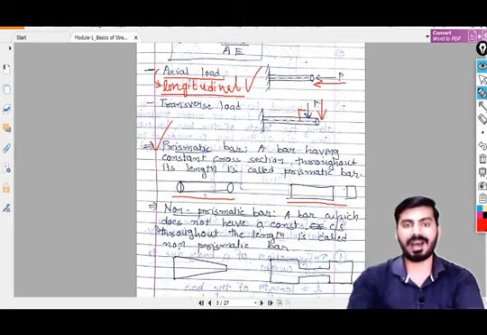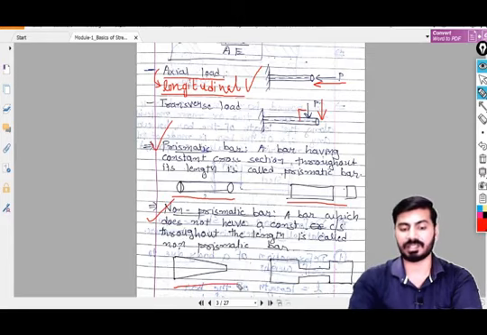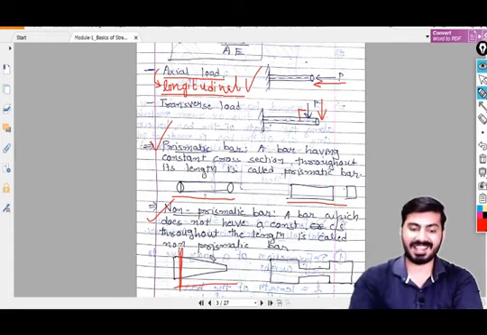Another bar is a non-prismatic bar, as you can see in this diagram. The cross section area of the non-prismatic bar is continuously changing. So over here if you cut this bar from here and find the cross section area, you will find more area as compared to here. If you cut it from here, then you will find a smaller cross section area value. Similarly, if you cut it from here, you will find a larger value as compared to here.